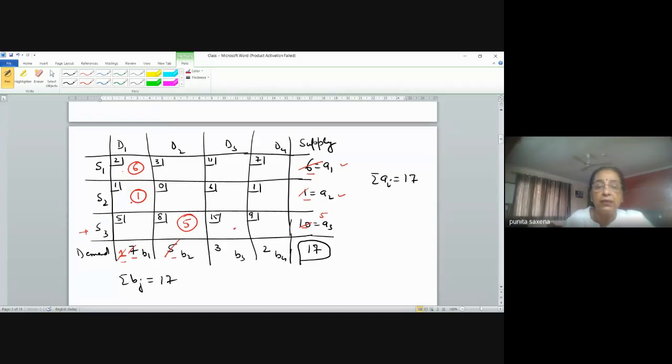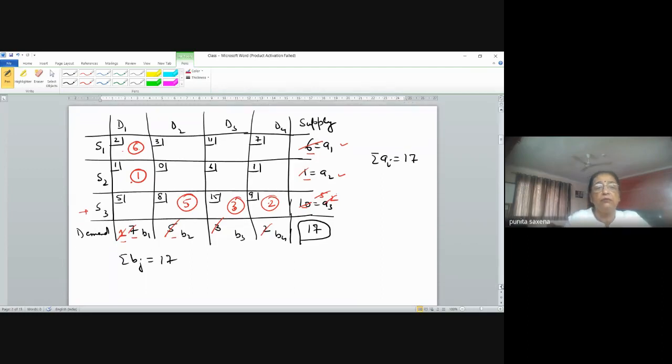So how much are we left with? The minimum of 5 and 3. How much is that? 3. We supply 3 units. This gets exhausted, but you are again left with 2 units. Okay. So where do we go? Horizontally. And in this cell, between 2 and 2, you allocate 2. And as a result, everything is exhausted. Is that okay? So basically, the third supply is giving 5 units to the second destination, 3 units to the third destination, and 2 units to the fourth destination.